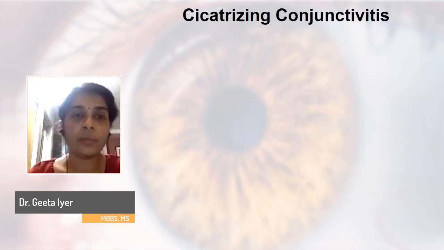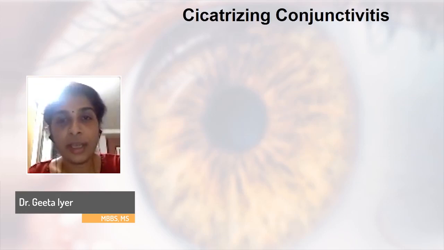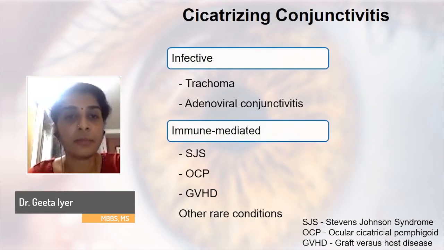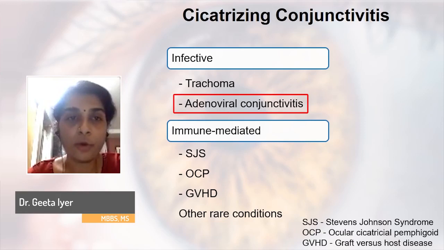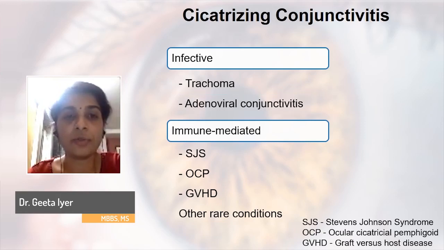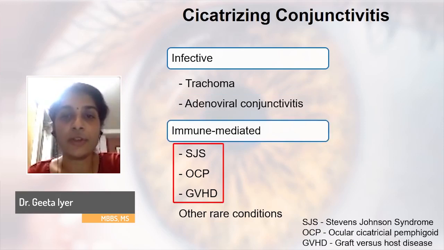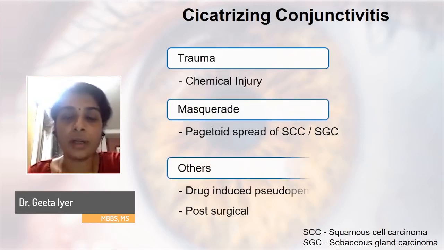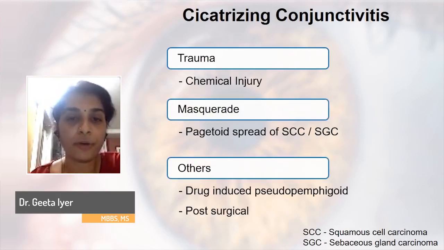And when you're talking about cicatrizing conjunctivitis, you again need to divide it etiologically into the following. It could be post-infective, post-trachoma, could be post-adenoviral conjunctivitis, which is a very common cause of cicatrizing conjunctivitis that is usually not considered when you see these patients. Of course, immune-mediated forms the most important aspect here with SJS, OCP, and rarely graft versus host disease. Trauma, as in chemical injuries, masquerades, and others such as drug-induced pseudopemphigoid or post-surgical.